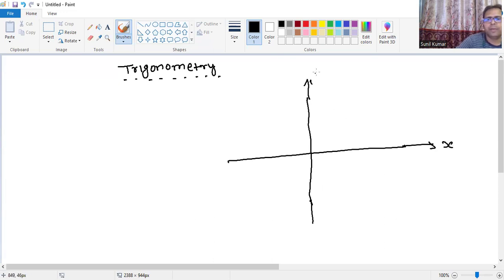Okay, so suppose we have an x-axis and y-axis here, and suppose we have an angle given. I'm just taking an example: theta is 120 degrees. We know that 120 is greater than 90, so it will come in the second quadrant. You know this is the first quadrant, second quadrant, and the third, and similarly the fourth one.